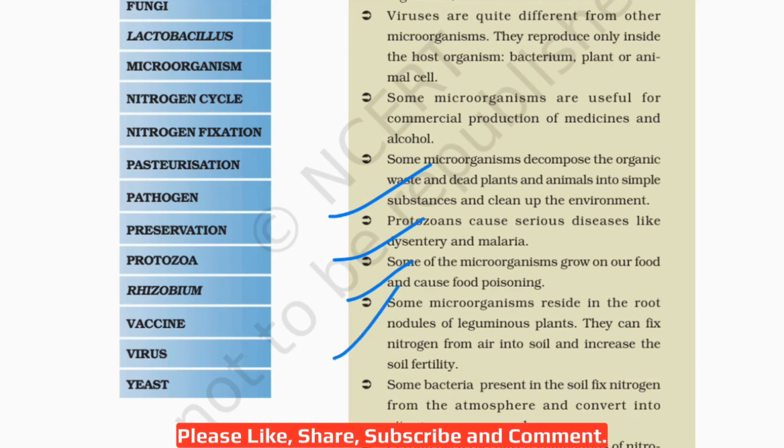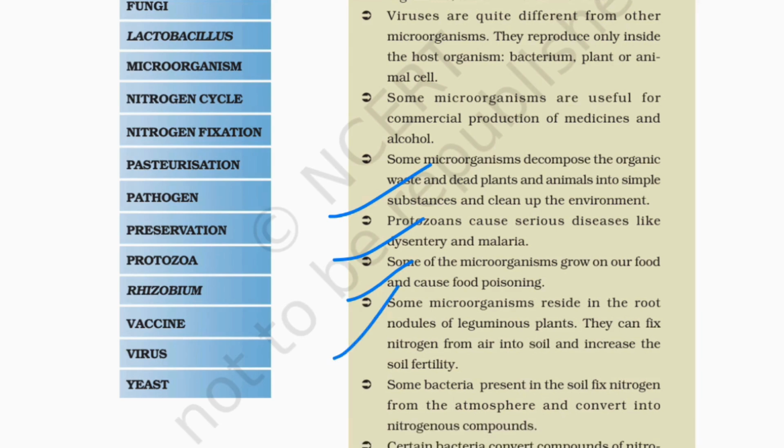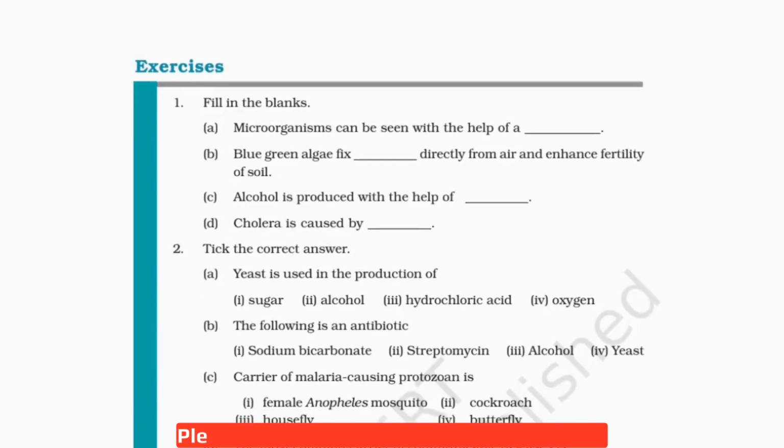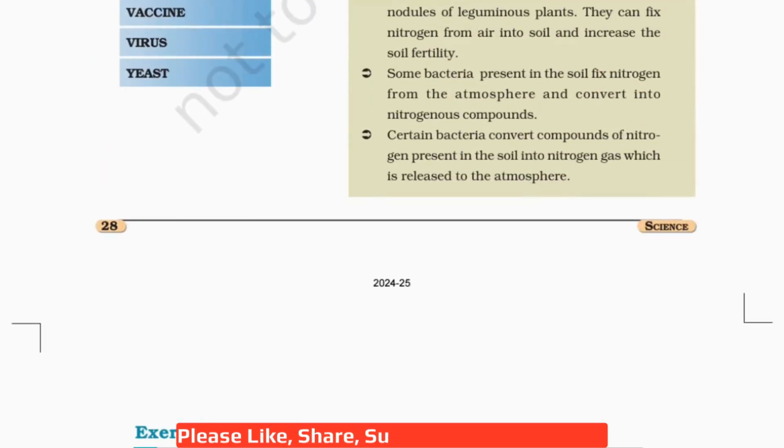Some microorganisms reside in the root nodules of leguminous plants, rhizobia bacteria. They can fix nitrogen from air into soil and increase the soil fertility. Then, some bacteria present in the soil fix nitrogen from the atmosphere and convert it into nitrogenous compounds, blue-green algae. Okay. Then, the last point, certain bacteria convert compounds of nitrogen present in the soil into nitrogen gas, which is released to the atmosphere. Okay, and the proportion of nitrogen gas always remains more or less constant.